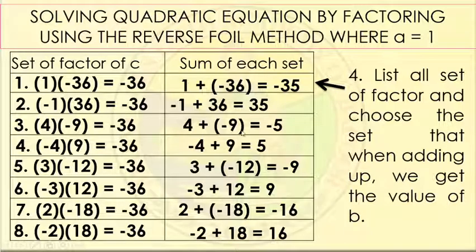Okay, so ang next na gagawin natin is identify natin kung alin ba yung merong sum na value ni b. Okay, so ang value ni b ay negative 5. Hanapin natin sa sum of each set. So we have negative 5. So ayan, number 3. So ang factors natin ay 4 and negative 9.